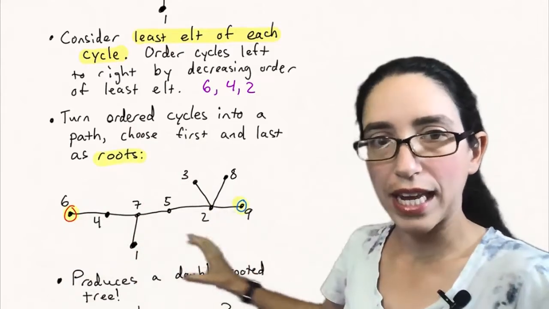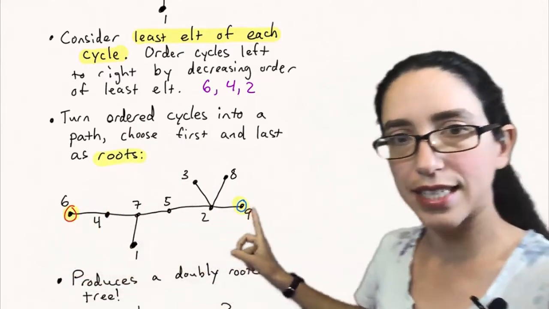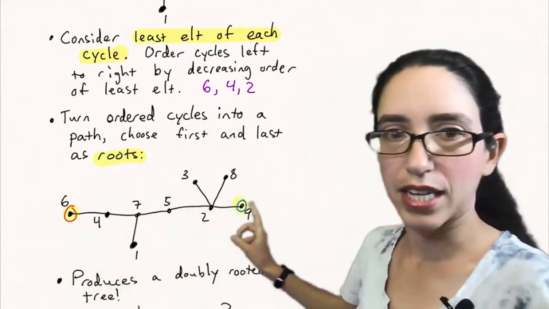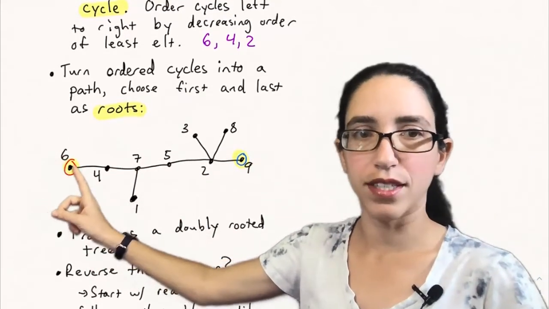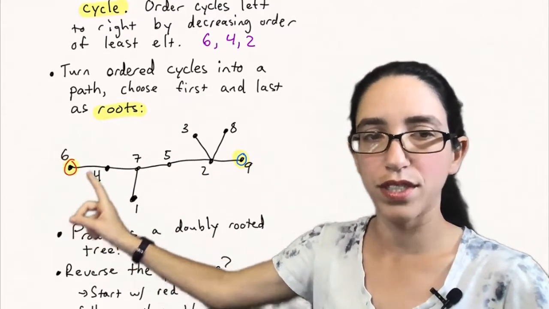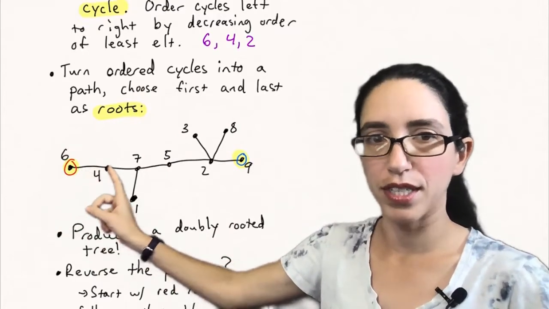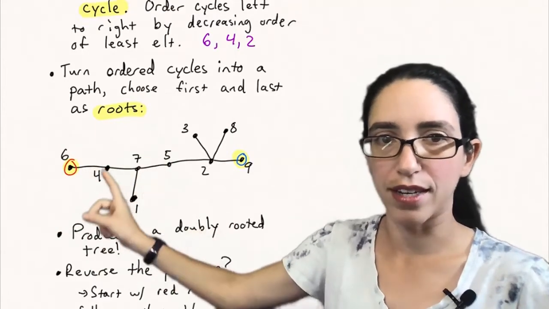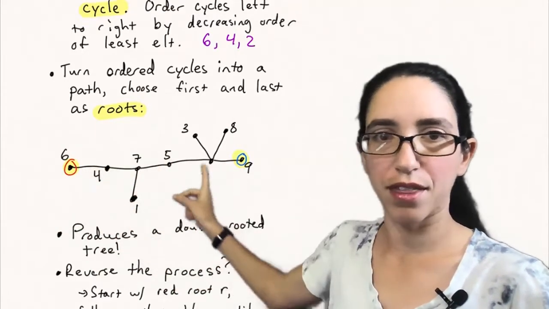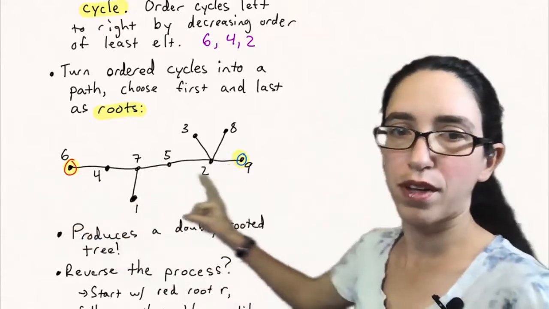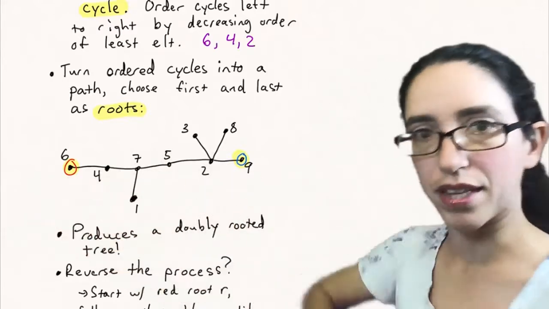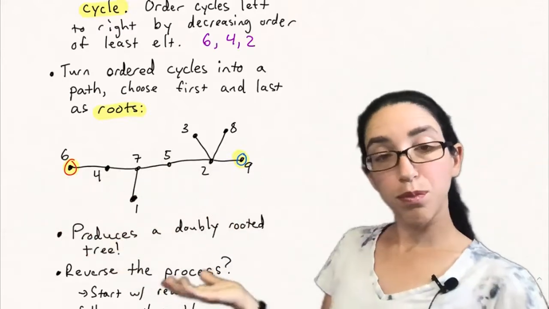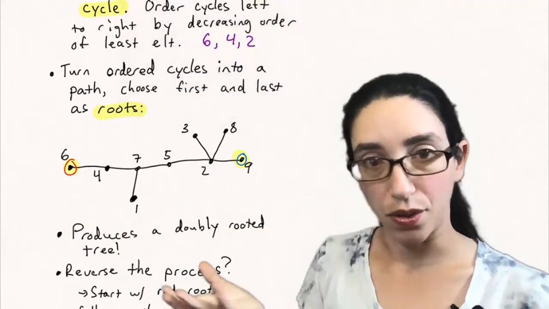So this forms a tree, and we choose the first and last element of that path of cycles as the roots. So again, this 6 is coming from that 6 cycle, the one cycle that we had, 6 mapping to itself. Then 4, 7, and 5 was that second cycle, and 2 and 9 was that third cycle. We just connected them all up and made the first and the last be the 2 roots of the tree. So this produces a doubly rooted tree in a unique way.